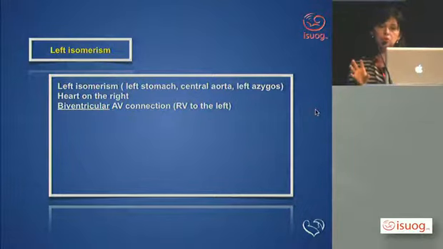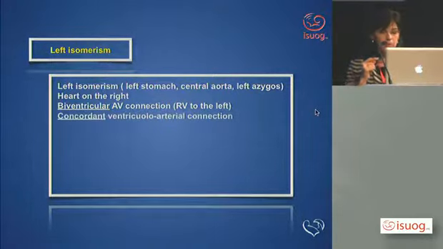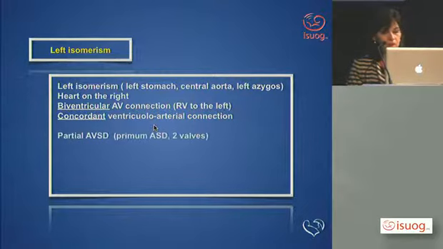We have 2 ventricles, and then we have to see where is the right ventricle and where is the left. So in this case, the heart is on the right, and the right ventricle is on the left. So you start building up your, apologies for the spelling here, concordant ventricular arterial connection. So the arteries are there, and they're coming off the correct ventricle. So this is more normal. That's why the prognosis is in general better. Now we have an AVSD, but it's a primum ASD with 2 separate atrioventricular valves.